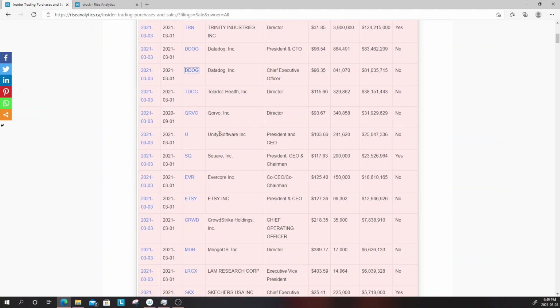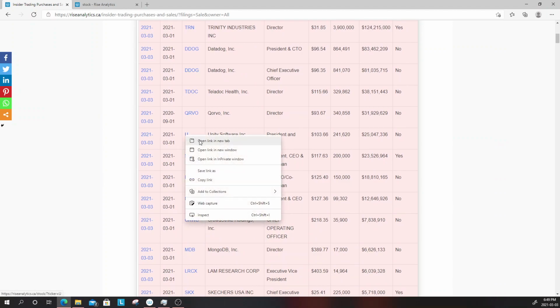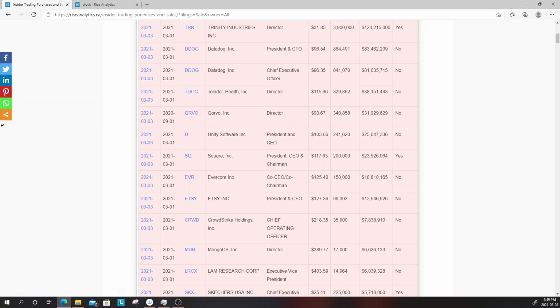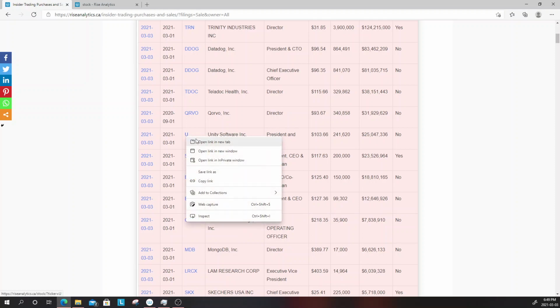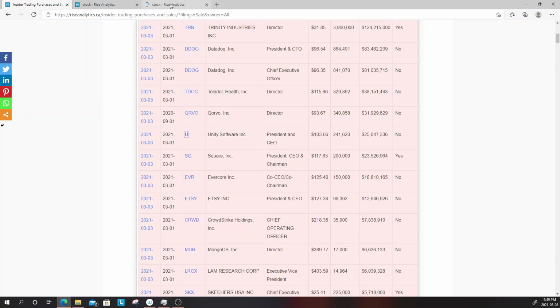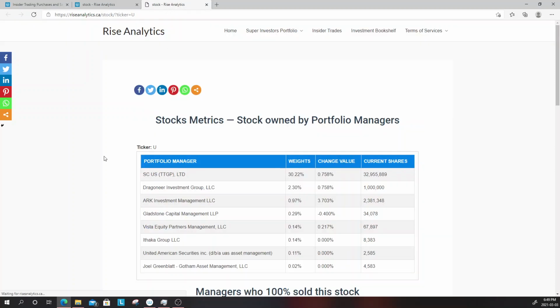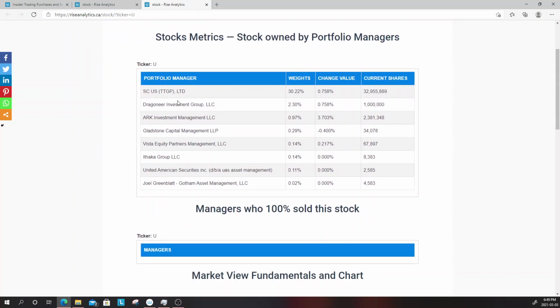So this way we can pick any other stock. Let's take the Unity stock, and if I right click again, this is because it was sold by the CEO. And we can again see who owns the stock. We can see from their 13F filings, ARK Investment Management owns that. That's a big name. SCUS TDGB Limited, they own a 30% weight in the stock. So that's huge.